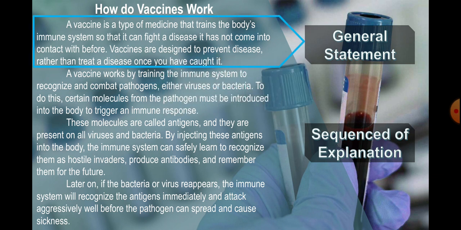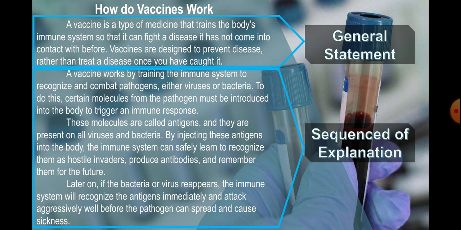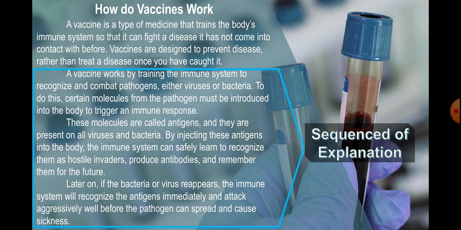And it is the first paragraph of the text. And next, sequence of explanation. It is a series of steps which explain the phenomenon. So basically, the rest of the text is the sequence of explanation. As simple as that, explanation text consists of general statement in the first paragraph and the rest are the sequence of explanation. And the key, the essence, the main part of explanation text is, of course, sequence of explanation.